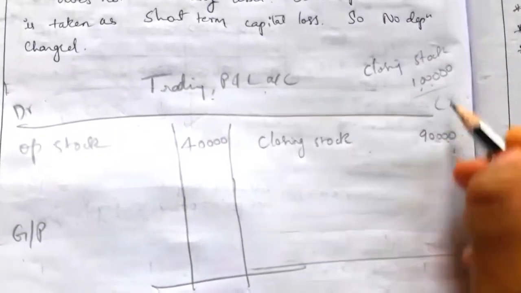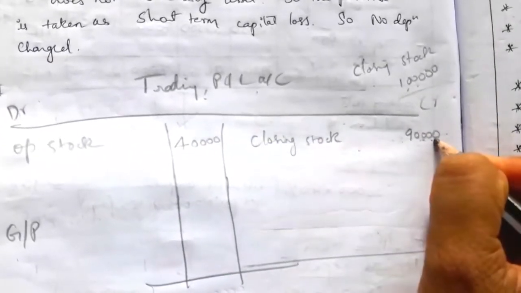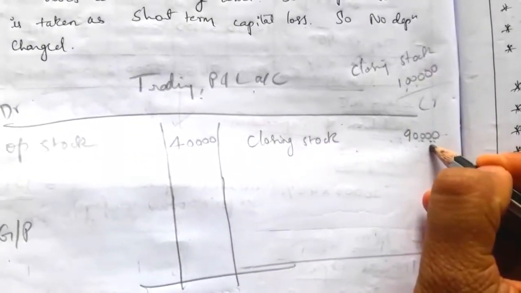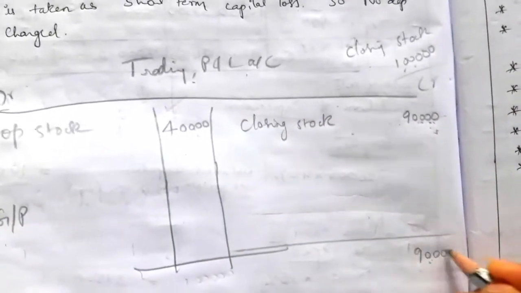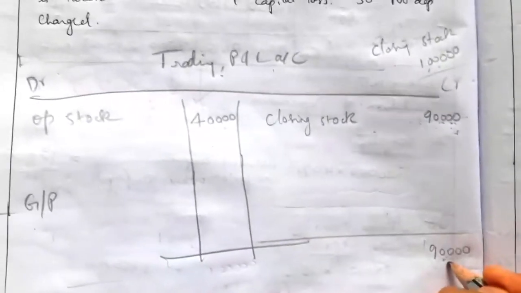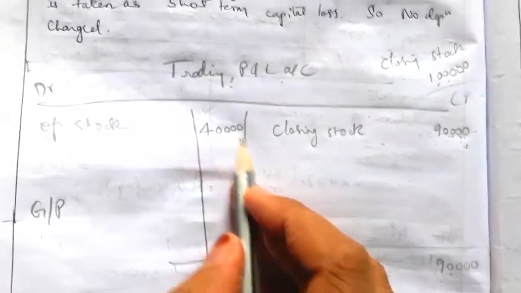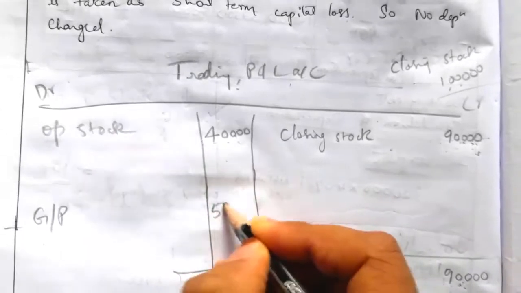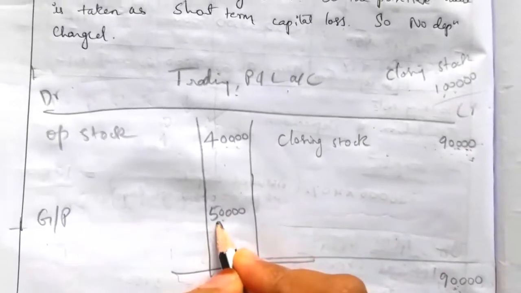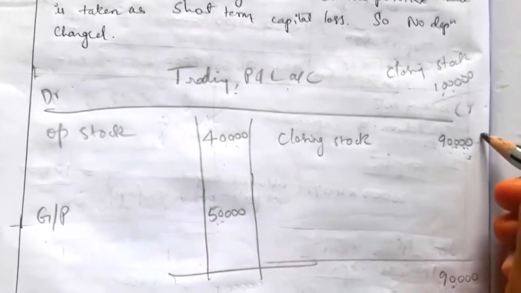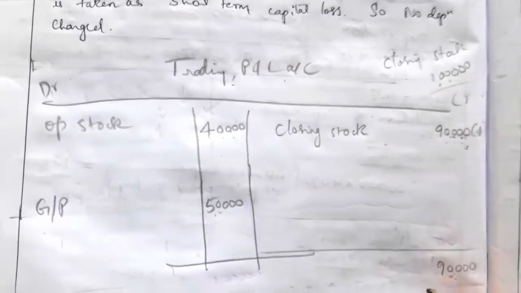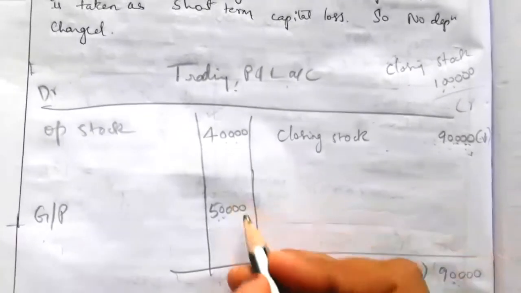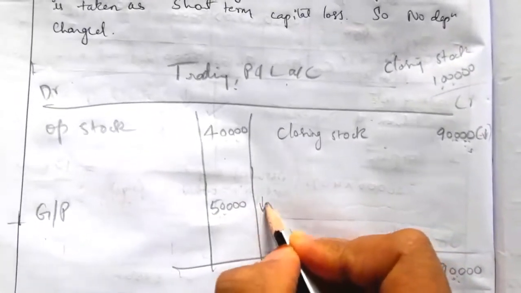We have recorded 90,000. When closing stock is undervalued and we record less on the credit side, the total shows less, the total will be 90,000. We will assume opening stock is 40,000. So 90 minus 40, we will get 50,000 as the gross profit. This is a case of undervaluation. Here the closing stock has been undervalued, because of that the total shows less, and because of that our gross profit also shows less.